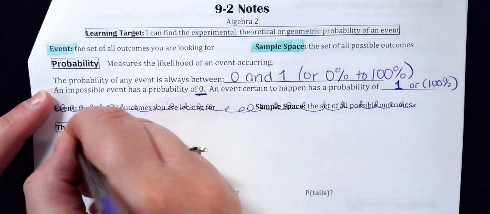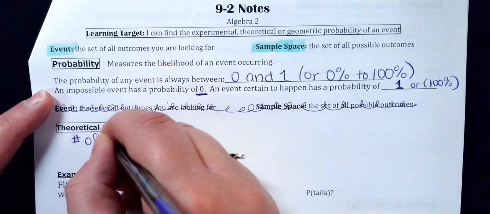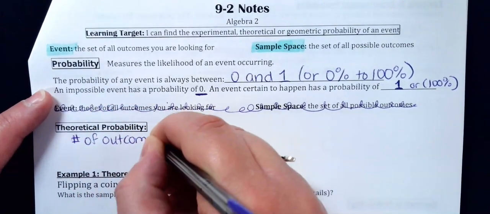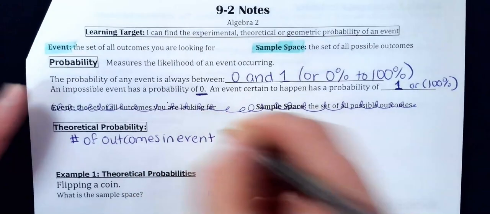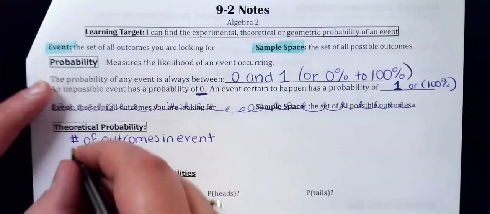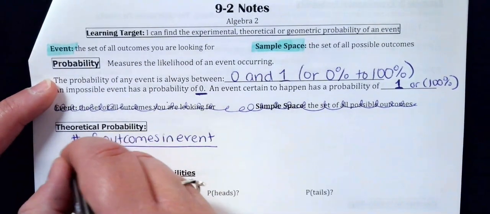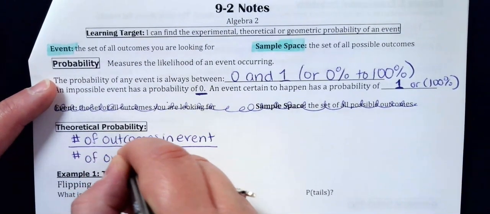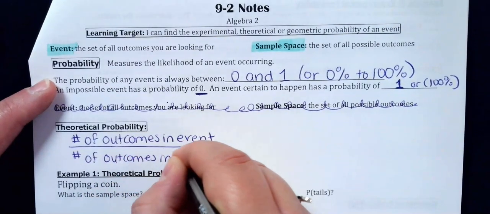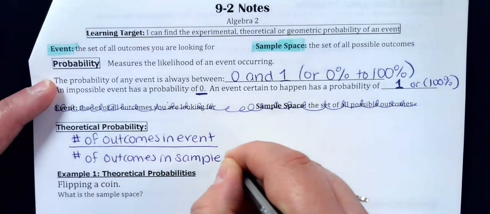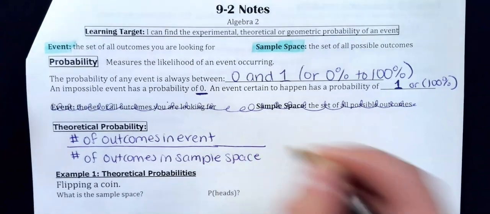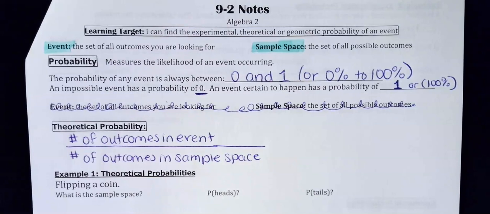Okay, so this is the number of outcomes in the event that you want to happen divided by the number of outcomes in the sample space, which we're going to work on some examples of right underneath here. That's what's going to give you your fraction or your decimal, or we can convert those to a percent. So it's the number of outcomes in the event divided by the number of outcomes you have in your sample space. That's all the possible things that can happen.